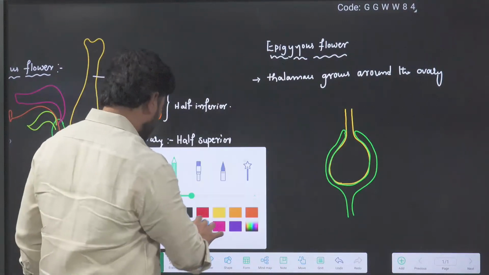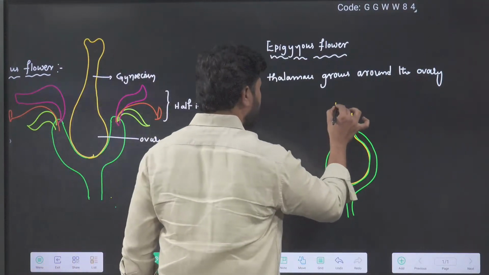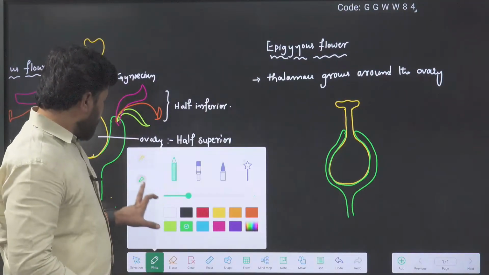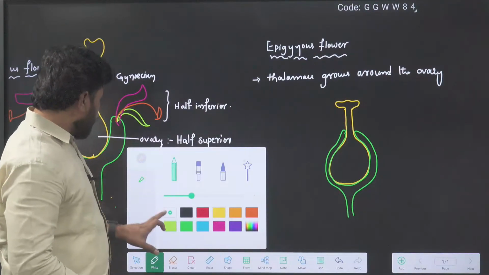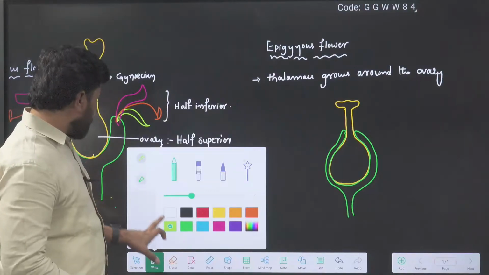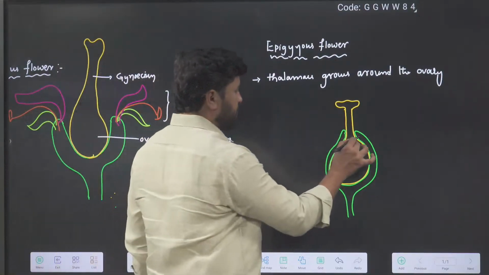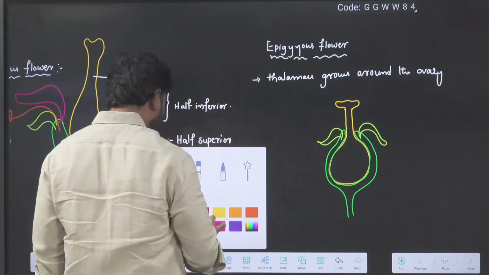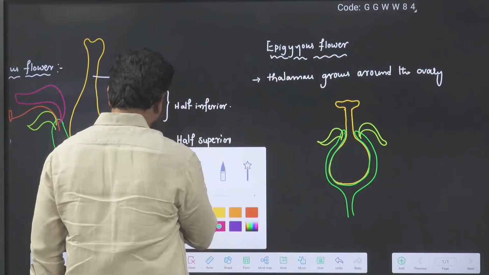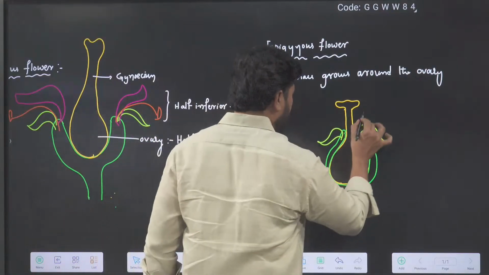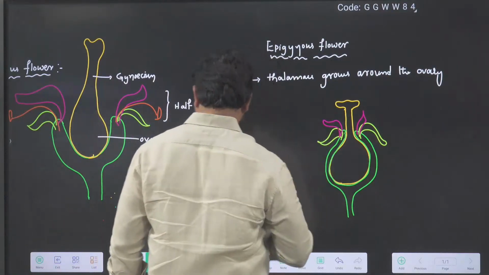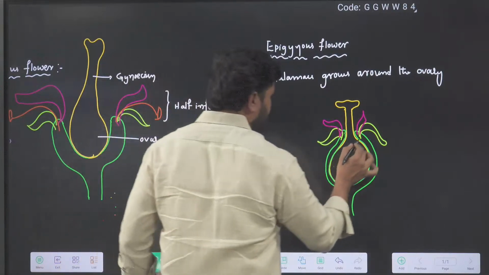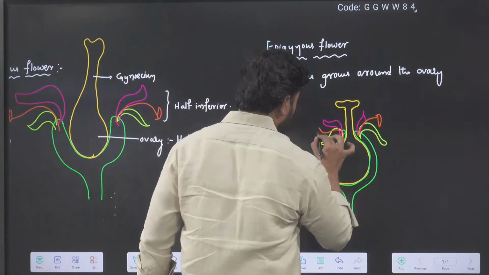Okay, over there, this is the condition. In this case, this ovary, which has been completely covered by thalamus, in this, these are sepals and the petals. Next situation, you can write stamens like this.